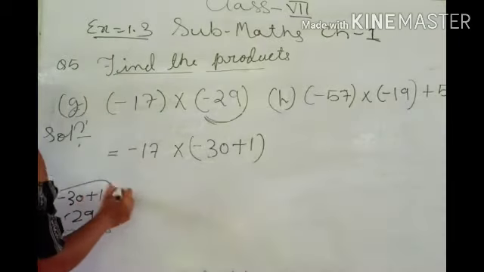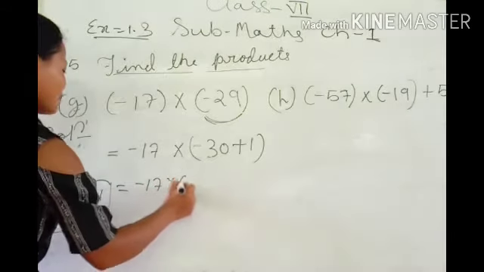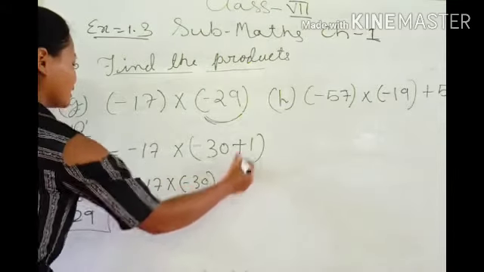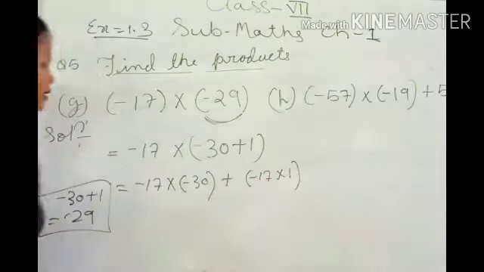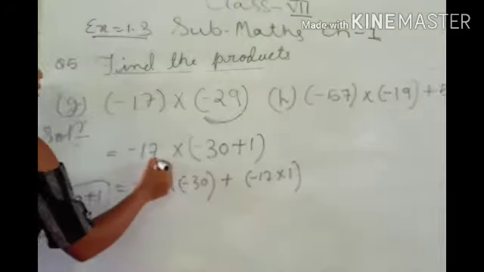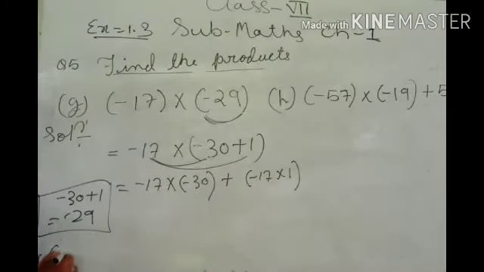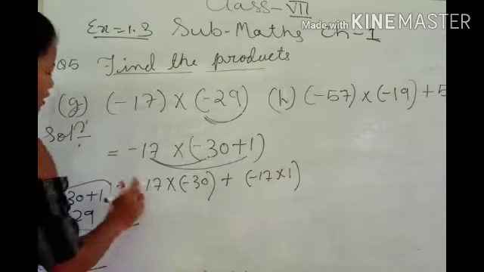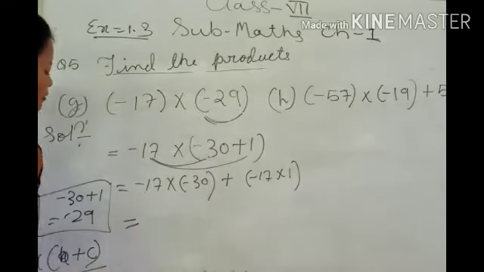Now you will write this in distributive form using the distributive law. Minus 17 multiply minus 30 and plus minus 17 multiply with 1. This minus 17 will multiply with this also and with this also, because A into B plus C, you will use this distributive law. Now minus minus is what? Plus. So the answer will become positive.